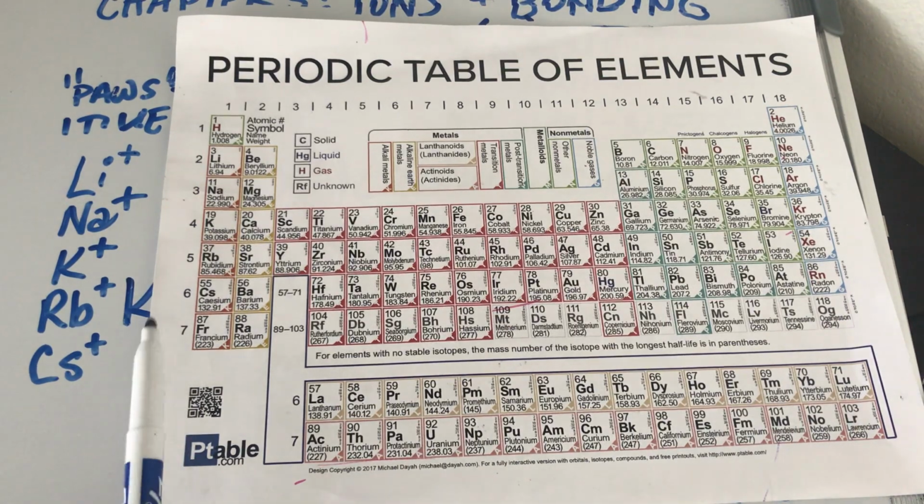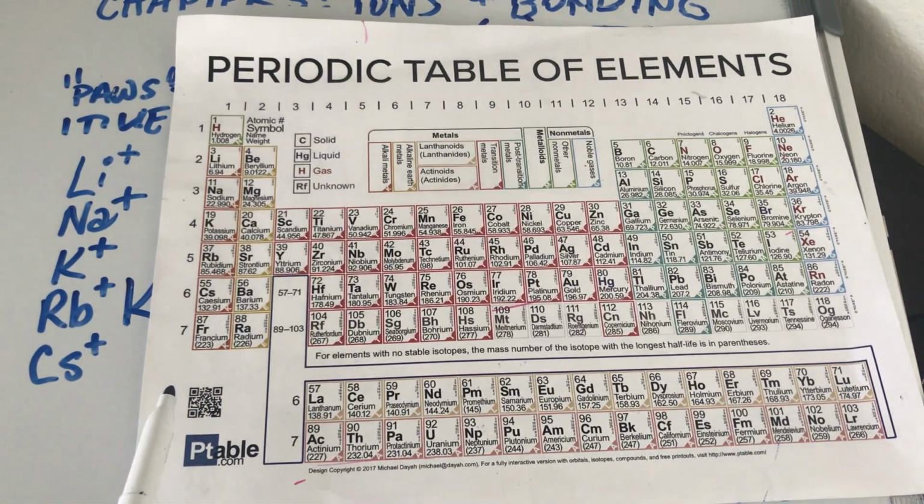So, if everybody in group 1 makes a +1 ion, what do you think happens? Can you guys still see me? It's telling me my internet is unstable. No, I think she froze. Did I freeze? No, you're back. Okay, cool.